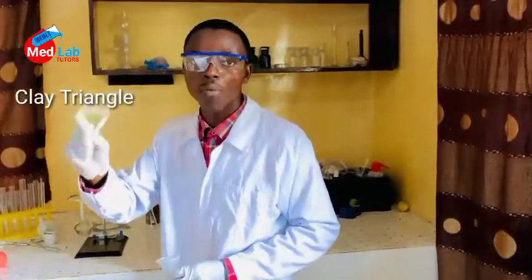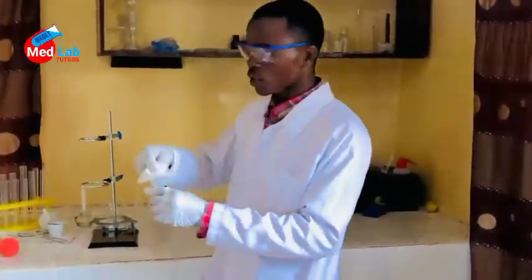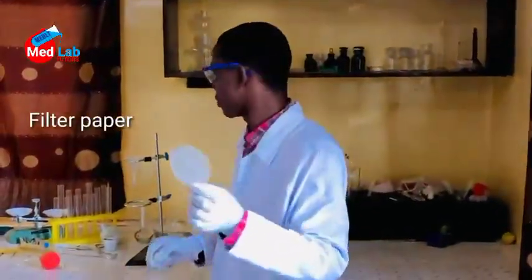Here we have our clay triangle. The clay triangle is responsible to give support to the funnel. Where the ring is wider than the funnel, the clay triangle can hold the funnel. Let's see it. See that? It can pass. But without the clay triangle, this funnel will pass through. Where we are using this funnel to filter, we got something called filter paper. This is responsible for filtration.